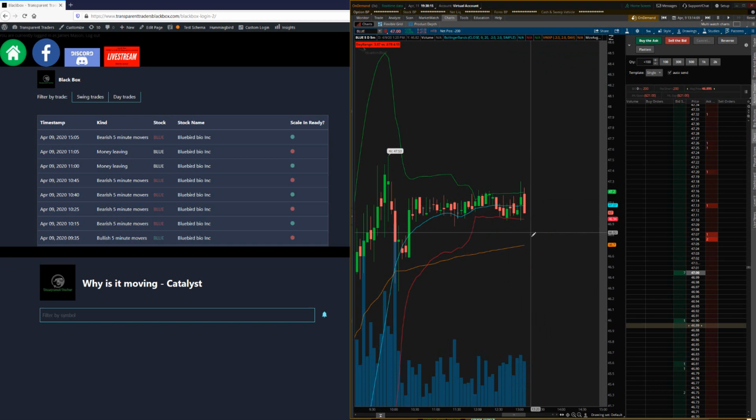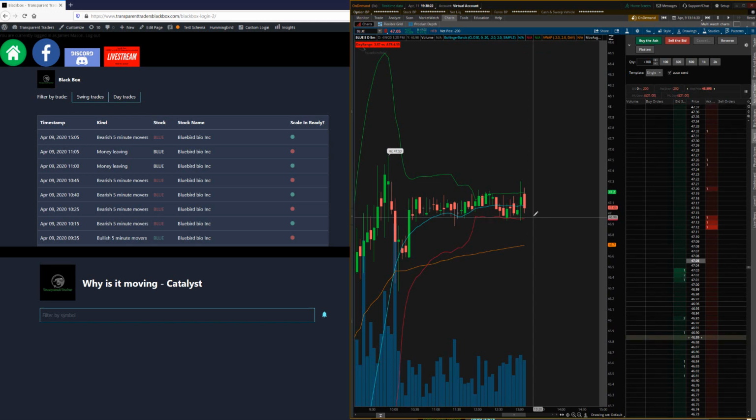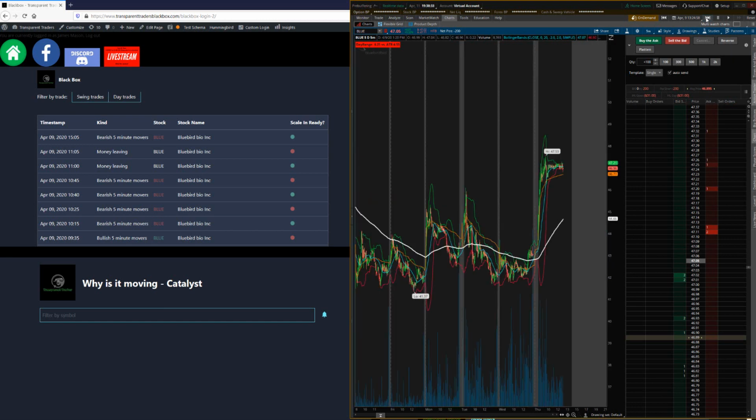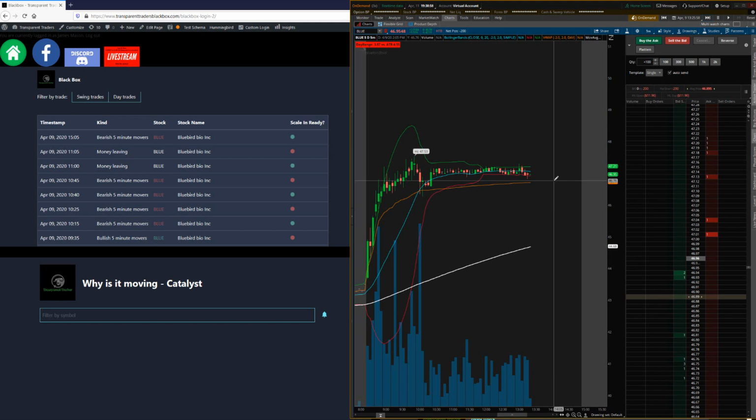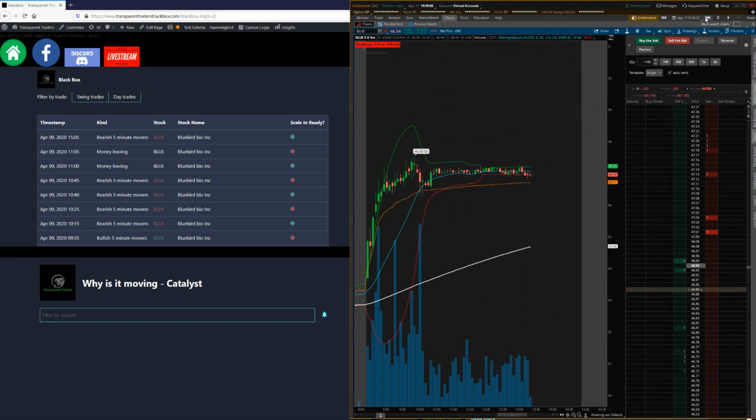Okay, so it's pretty much just chopping around right now. And I mean, really, that just sucks. But we'll let it do its thing. We're not going to continue scaling in yet because it doesn't benefit us right now. And again, at this point, we wouldn't have had any more alerts, but the last alert is still that bearish 5-minute mover. So nothing has changed yet. We're still pretty much in the same range, just playing around right here. I'm going to skip another 10.